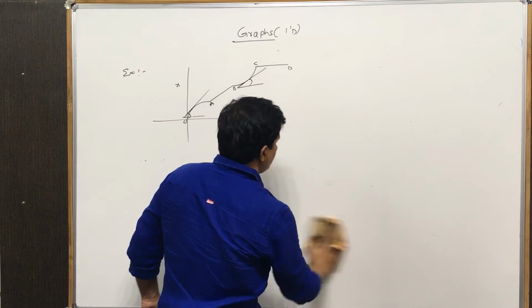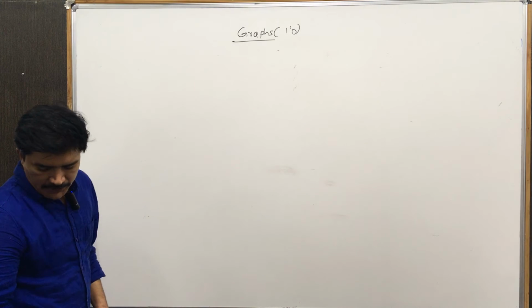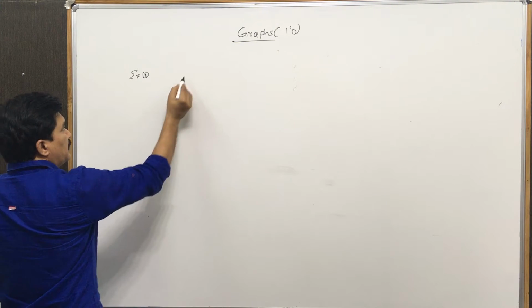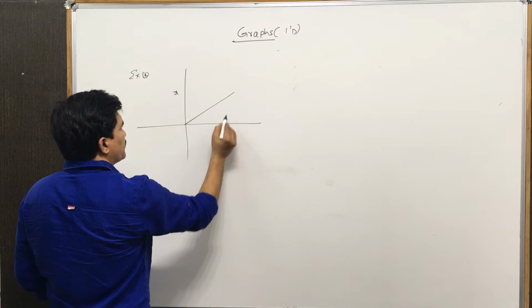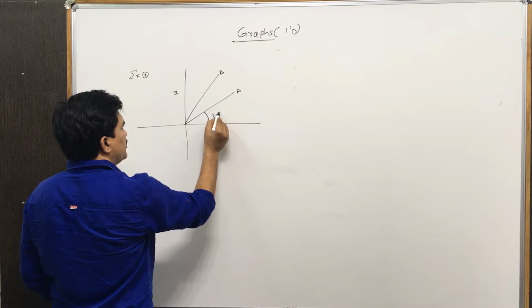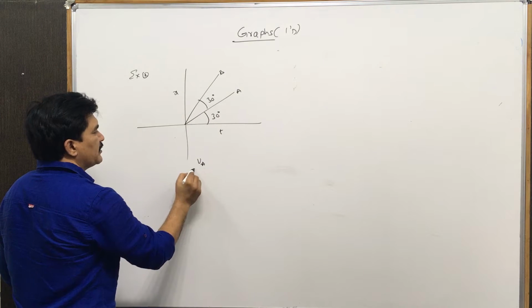Now, another example he may mention like this: two x versus t graphs, for a body A and for a body B, are as shown. This is 30, this is 30. Now, he is going to ask what is the ratio of their velocities.